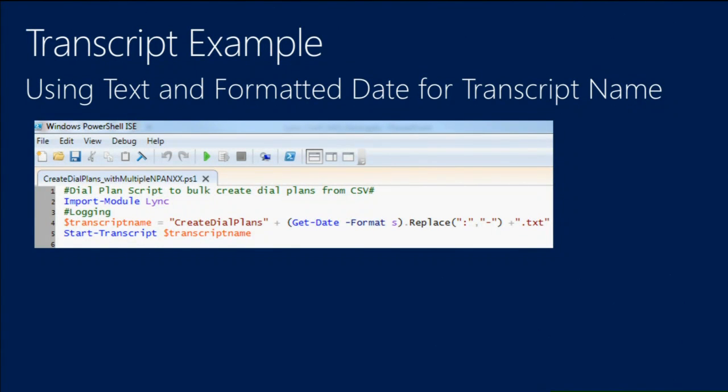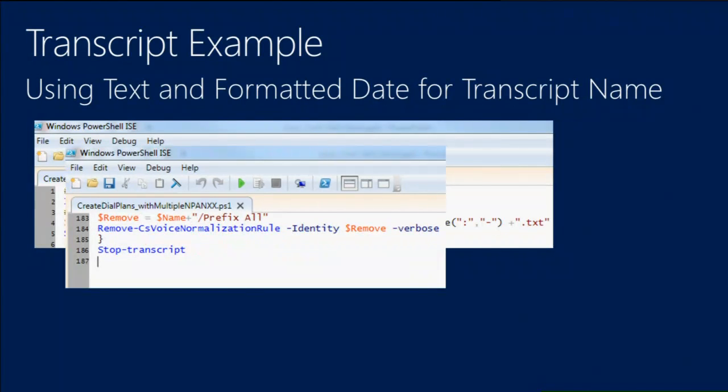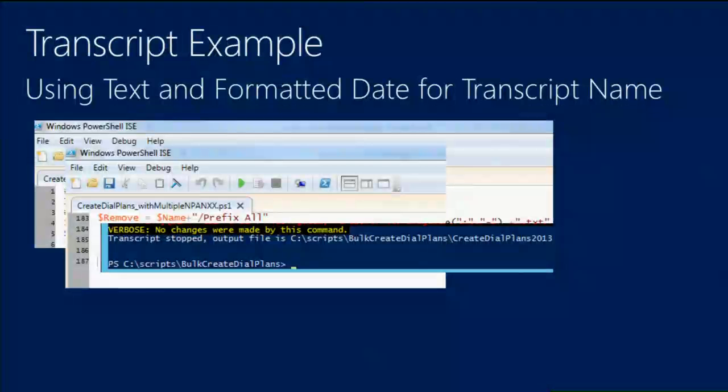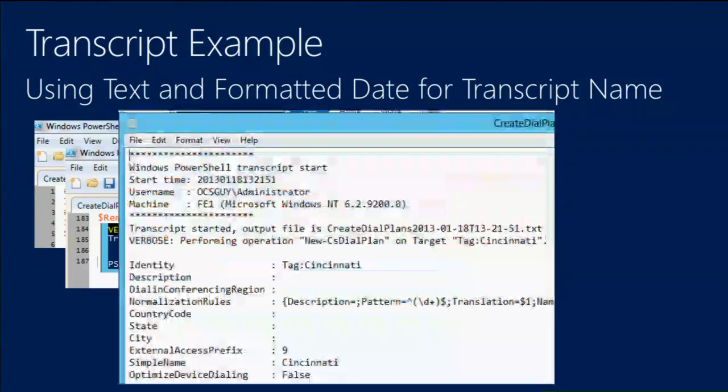All we have to do, at the beginning of your script, is put the start transcript and then the file name, whether you want to do it in this format or not. Then literally at the end of the script, put the stop transcript in, which will create the transcript file. And you get confirmation at the end of the script that the transcript has run. Here's an example of the first part of a transcript that's been run, that's created a dial plan with a number of normalization rules.